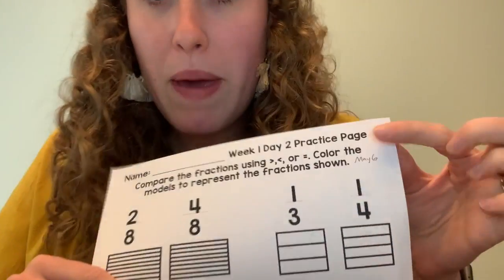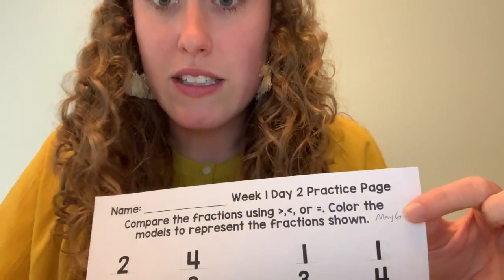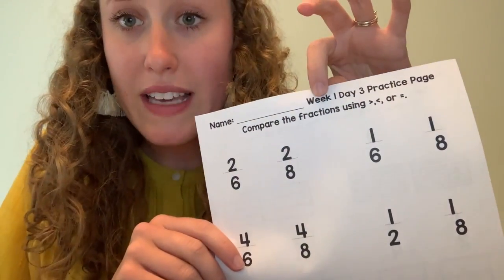Your sharp pencil. You do need to have some kind of coloring supplies, whether that is crayons, markers, colored pencils, whatever, make sure you have it. You also need the page that says May 6th. It's week 1, day 2 practice page and week 1, day 3 practice page. The last thing that you need is your fraction tiles. So pencil, paper, coloring supplies, fraction tiles, grab those, we'll get started.